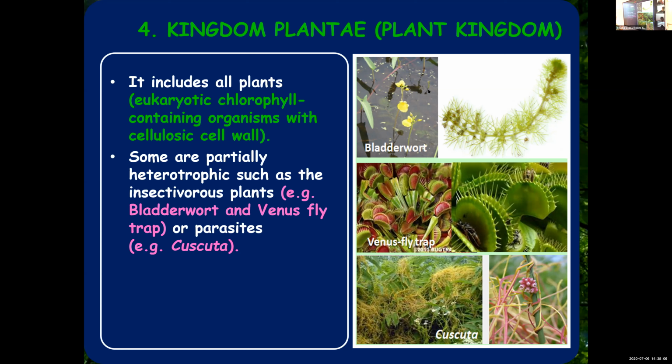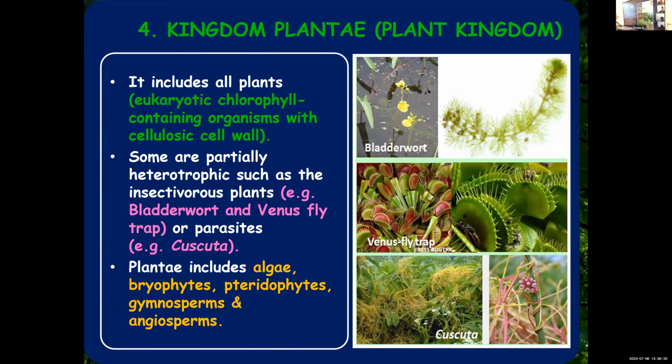Then we have plant parasites. You can see in the picture Cuscuta. Cuscuta is a plant parasite. Its chlorophyll content is very less. They twine around some other plant and depend upon that plant completely for their food. They don't produce food on their own. They are pale in color. Chlorophyll component is very less. So, Cuscuta.